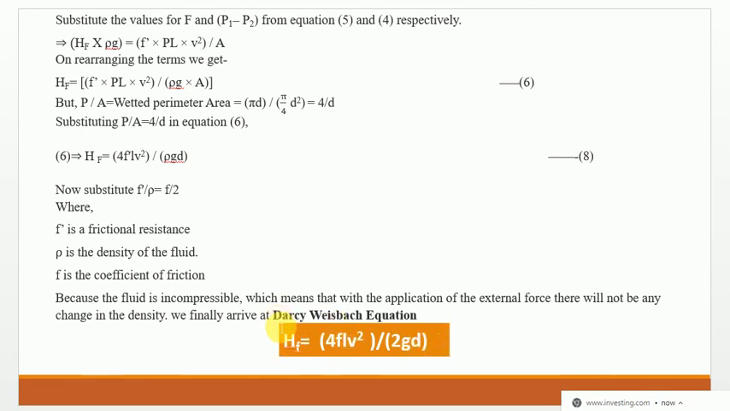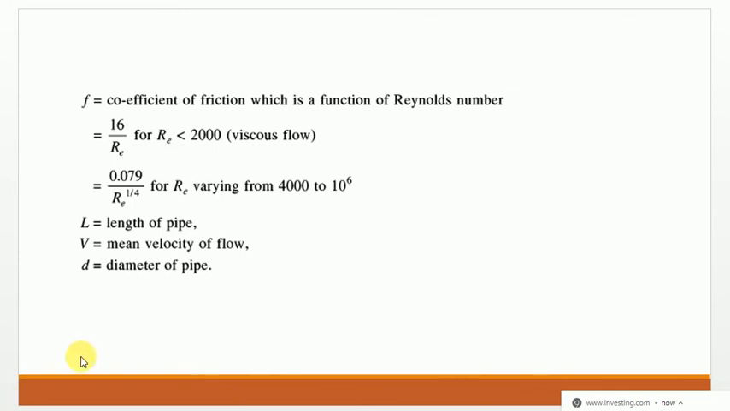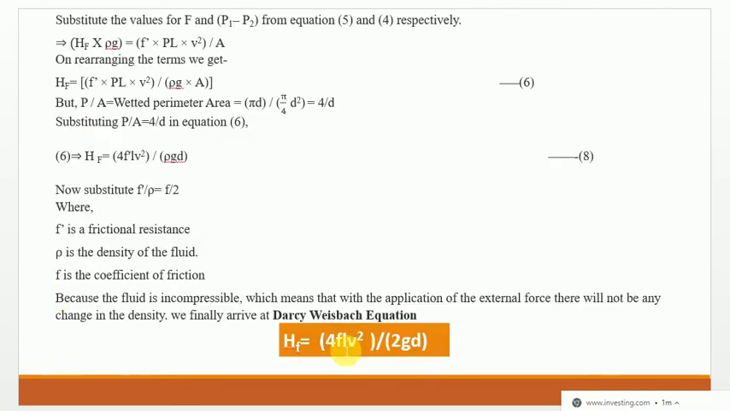So we have derived this. This frictional coefficient, or coefficient of friction, we call it the friction factor, and it is identified based on the Reynolds number. If the Reynolds number is less than 2000, which means if it's a viscous flow, the frictional coefficient will be equal to 16 by Re. If it is greater than 4000 up to 10 power 6, the formula to find the frictional coefficient is 0.079 by Re power 1 by 4. This is how you find this frictional coefficient, where L is the length of the pipe, V is the velocity, g is acceleration due to gravity, and d is the diameter of the pipe.